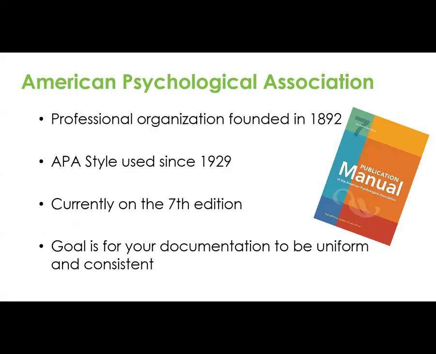APA stands for American Psychological Association, which is a professional organization founded in 1892. And the style, as we know it, has been in use since 1929, which is very cool. Obviously, things have changed a lot since 1929, so now we're on the 7th edition. So there are things like how to cite a tweet that we didn't have back in the 20s. But that has evolved into our current style that we're using now.